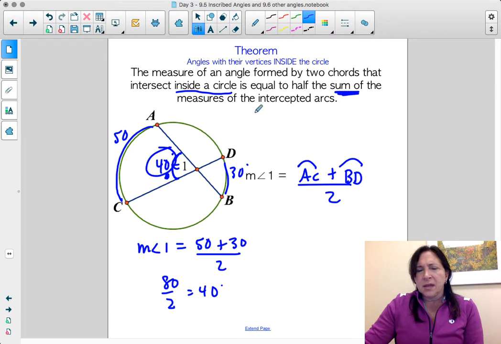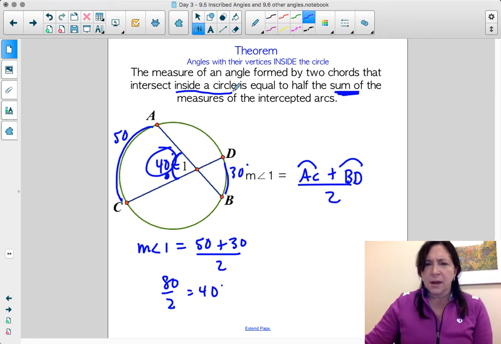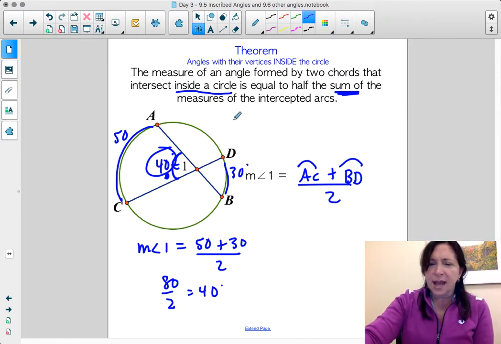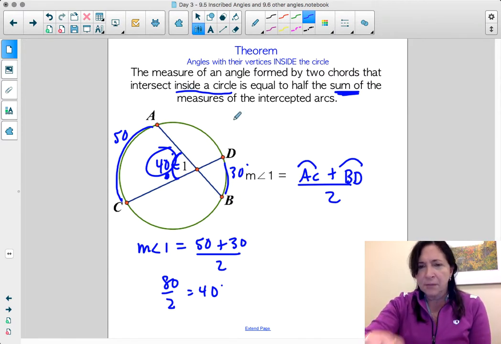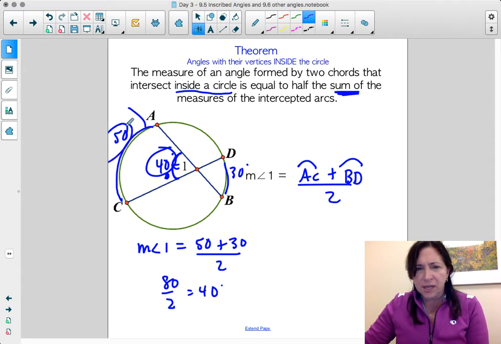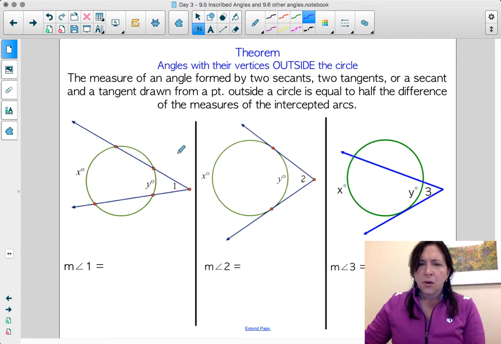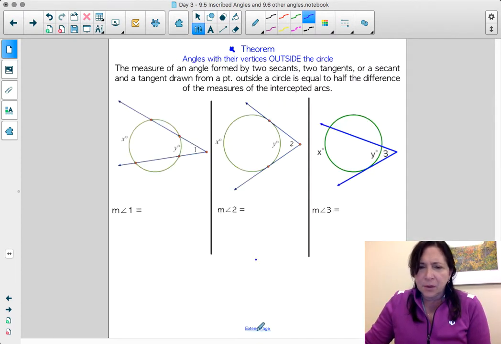But if they're not two chords and they're secants or tangents, then the angle is outside, and you're going to subtract. But here, you're going to go 50 plus 30 divided by 2 is equal to the measure of angle 1. So these are the last theorems. I know this has been a lot of theorems. Each of these are exactly the same, okay? Each one of them has the same formula.